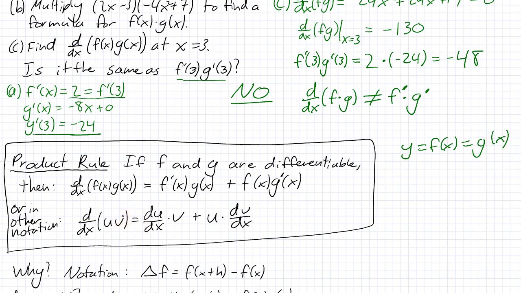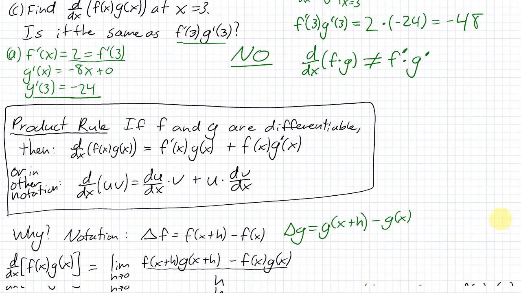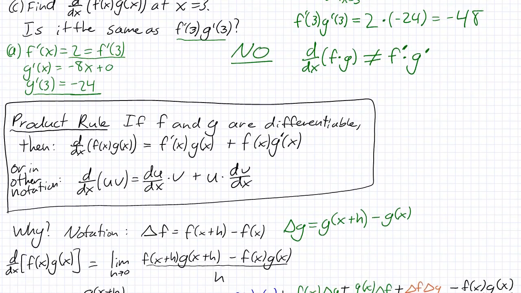And to prove why the product rule is true, we can't just call it delta y anymore. We're going to call it delta f to stand for basically the same thing as delta y here. And likewise, delta g we'll just write as g of x plus h minus g of x. And we're gonna need this notation in this proof that we'll see right now.